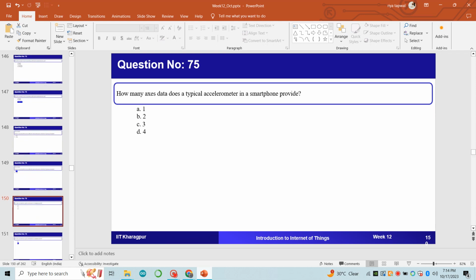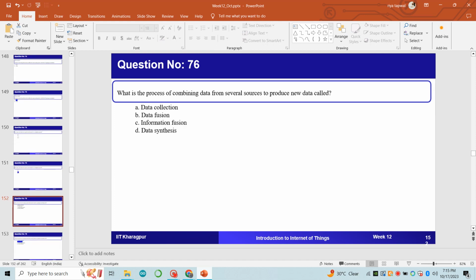Okay. Next question is, how many axis data does a typical accelerometer in smartphone provide? Options are 1, 2, 3, 4. Anyone? Option C. Right, it's 3. So option C is correct.